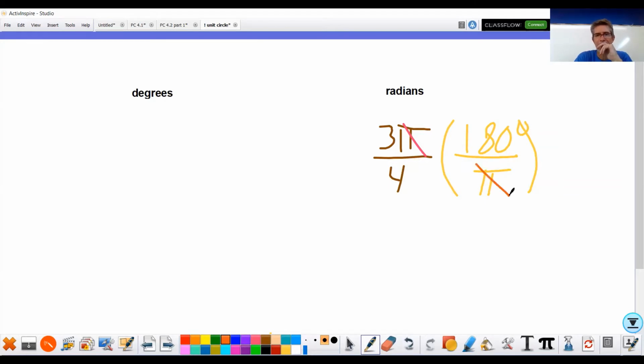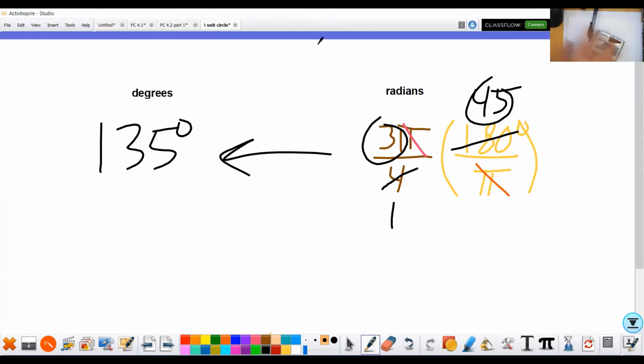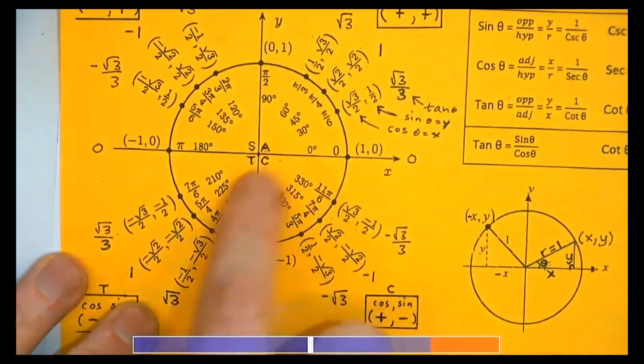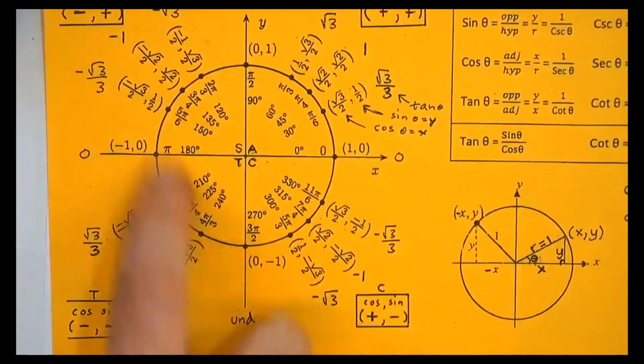Okay, let's see. What can I come up with? Well, four goes in there once, four goes in there, and I'll take a calculator and go, it's 180 divided by four. My calculator says 45. So now I got 3 times 45. So that must be 135 degrees. So 3/4 of pi is 135 degrees. Of course, I kind of knew that because I could, once again, just pull up this, right? I could kind of go, oh yeah, 3/4 of pi is 135 degrees. So you could work all the way around.